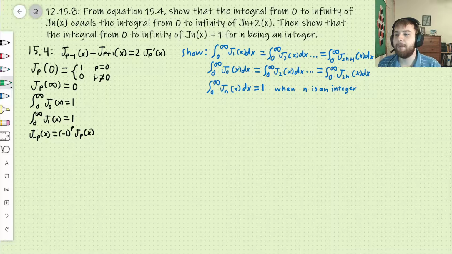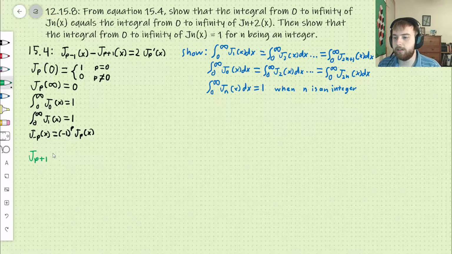So, over here in black, I have stuff that's given, like this equation 15.4, or other things that we know about Bessel functions that we'll use in solving this problem. So, to start out with, I'm going to take this formula and rewrite it. I'm going to put the p plus 1 Bessel function on one side of the equation and everything else on the other side. So it's going to be p minus 1 Bessel function minus 2 derivative of Bessel function.